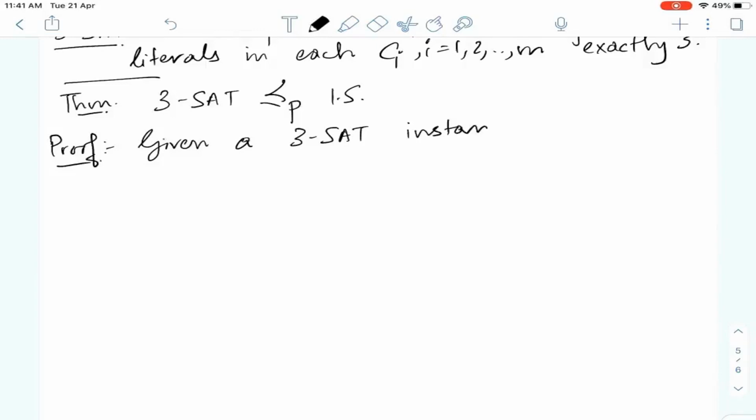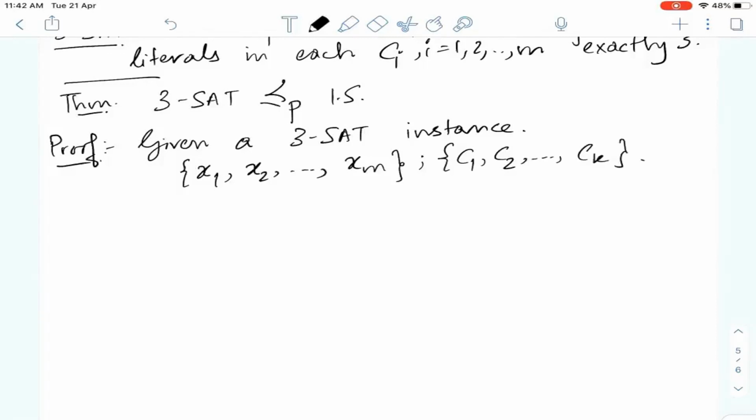remember again, what's the recipe? I'm trying to show that 3-SAT reduces to IS. So I'm given an instance of 3-SAT, and now I have to generate an instance of IS such that this yes to yes and no to no business works out. I'm given a 3-SAT instance, which means that I am given these variables x1, x2 up to xm, and I'm given these clauses c1, c2, ck.